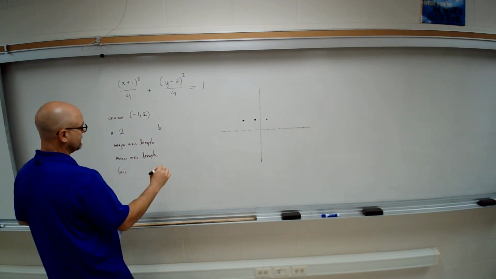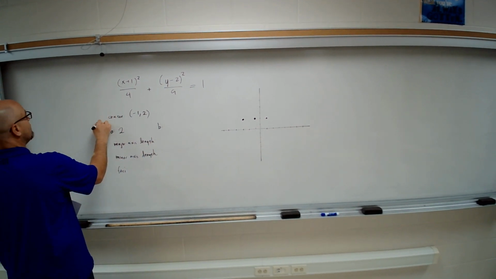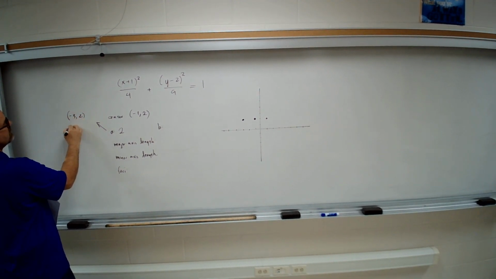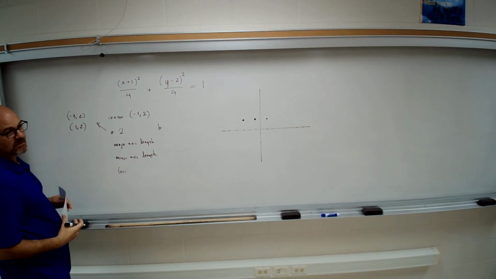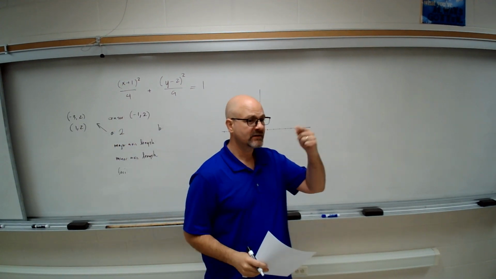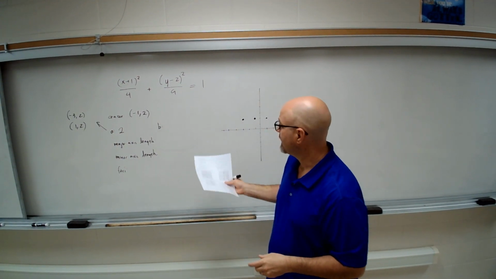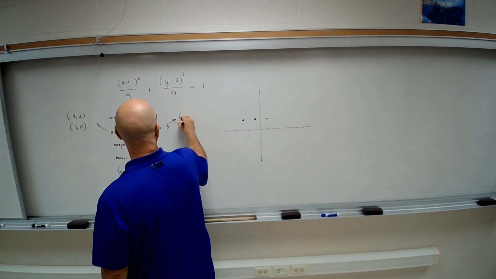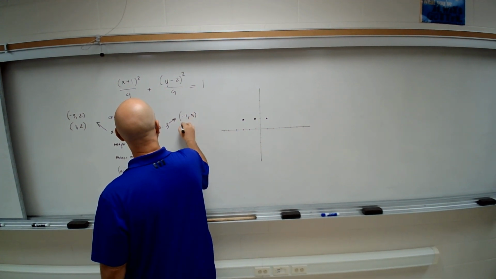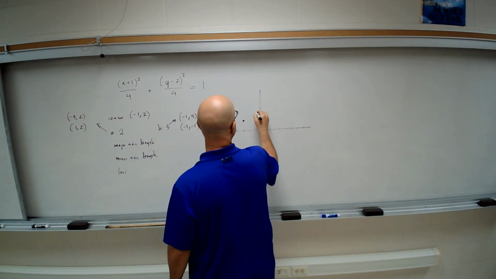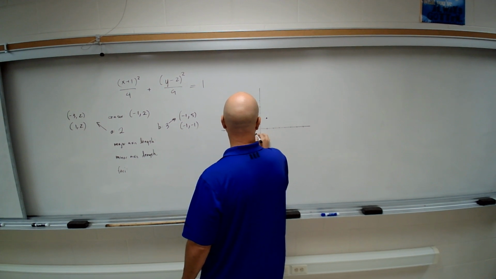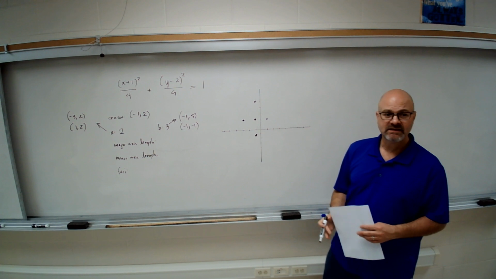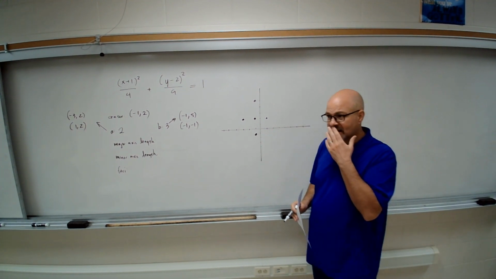So maybe we should list those here. That's going to give us the points -3, 2, and then 1, 2. Right, so we just went from the center, we went 2 left, and we went 2 to the right. B would be 3. So that's going to give us the vertices of -1, 5, and -1, -1. Right, so these are our 2 co-vertices. These are our 2 vertices. Again, if you refer to them all as vertices, that's fine.